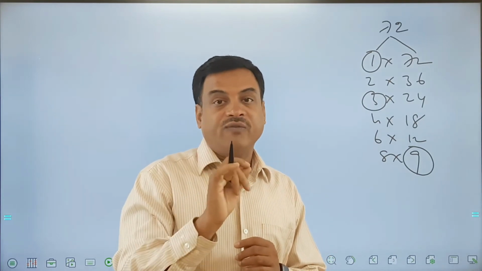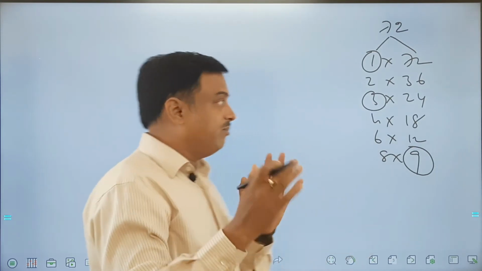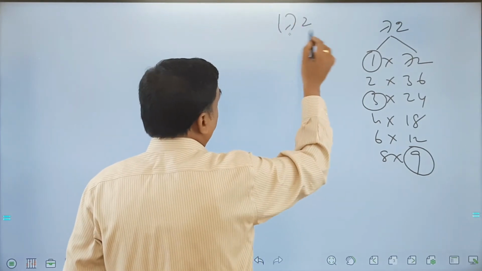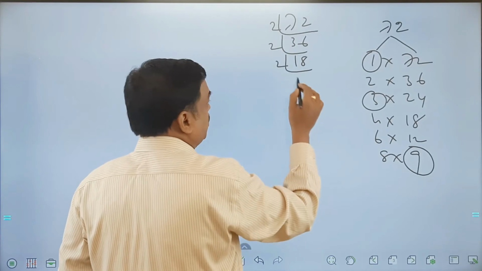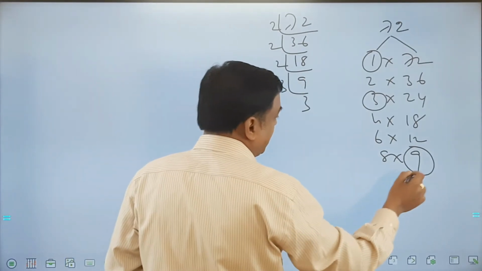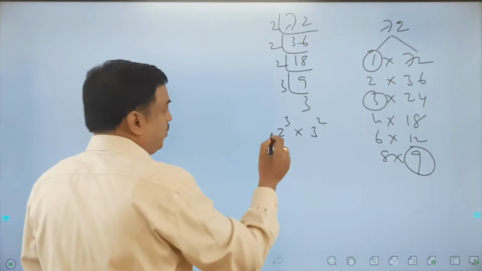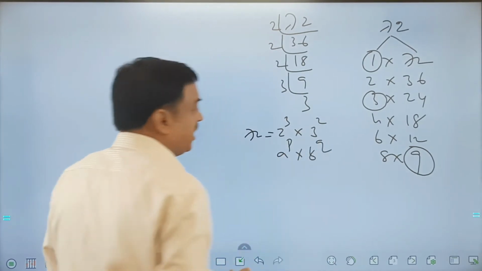I can find the number of factors, that you know, fine. But I am not even doing that. I am going by method. You see, 72, if I write it in prime factor form: 2 times it is 36, again 2 times it is 18, again 2 times it is 9, then 3 times it is 3. So 72 is 2 to the power of 3 into 3 to the power of 2, in the form of a to the power of p and b to the power of q.